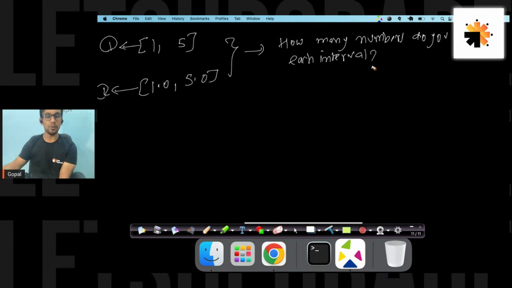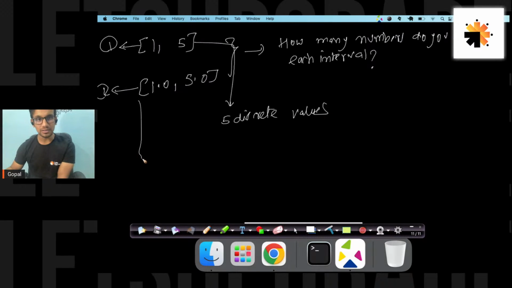Come on. How many numbers do you see in this interval and in this interval? Interval number 1 and interval number 2. First one is just 5 numbers, while the second one is infinite. Exactly. That is the answer I was looking for. First one has only 5 discrete values, and the second interval has infinite values.